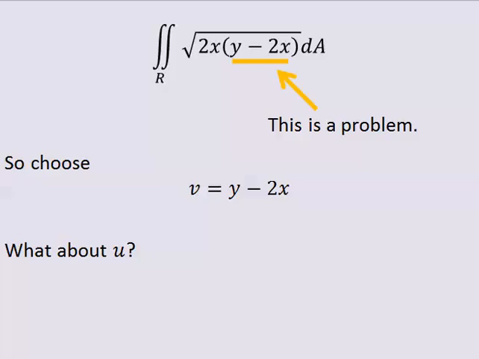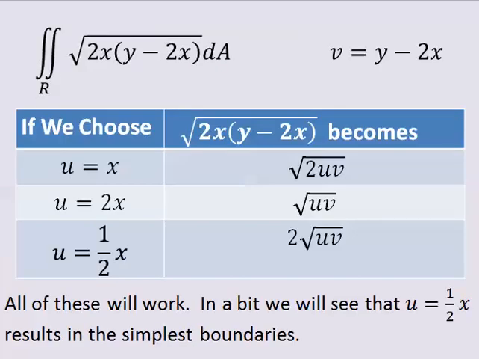Now, what's left is 2x. Once I've chosen v equals y minus 2x, I might be tempted to say, well, u is just 2x. What's left over? And in fact, that would be fine, but oddly enough, that's not what they did. They didn't choose u to be 2x. If they had, it would be a pretty simple integrand, and it is.